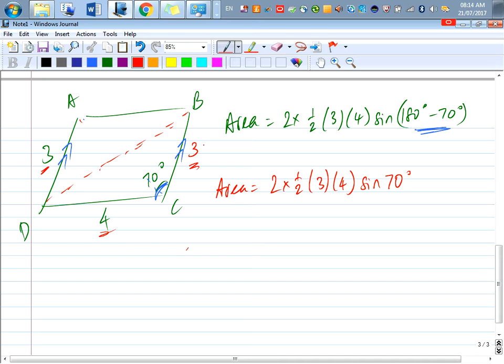What can we tell from this example? You see that these two areas, are they supposed to be the same? Yes, right? My parallelogram, I didn't change the shape. Areas are supposed to be the same. The 2 over here is the same, half is same, 3 is same, 4 is same. Then what must we be able to conclude from this? Sine 180 minus 70 must be the same as sine 70. Correct? Since everything is the same, then whatever I've highlighted must be the same.